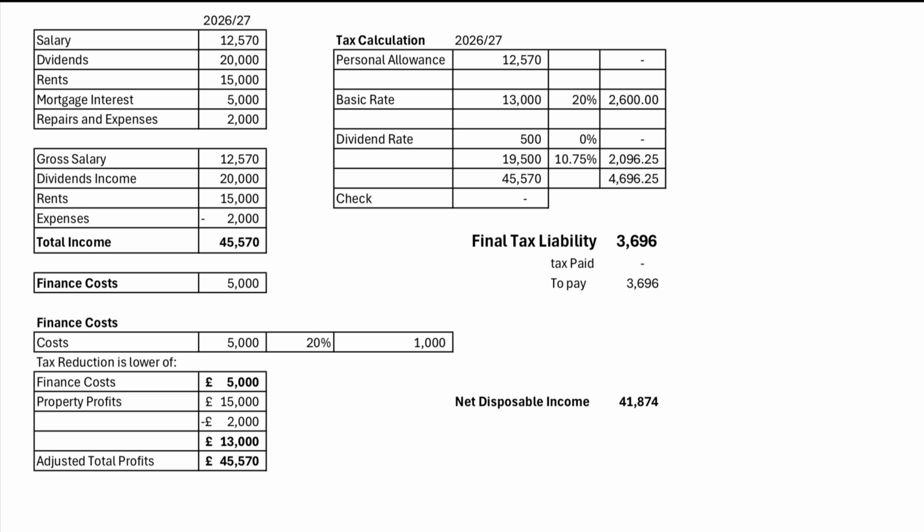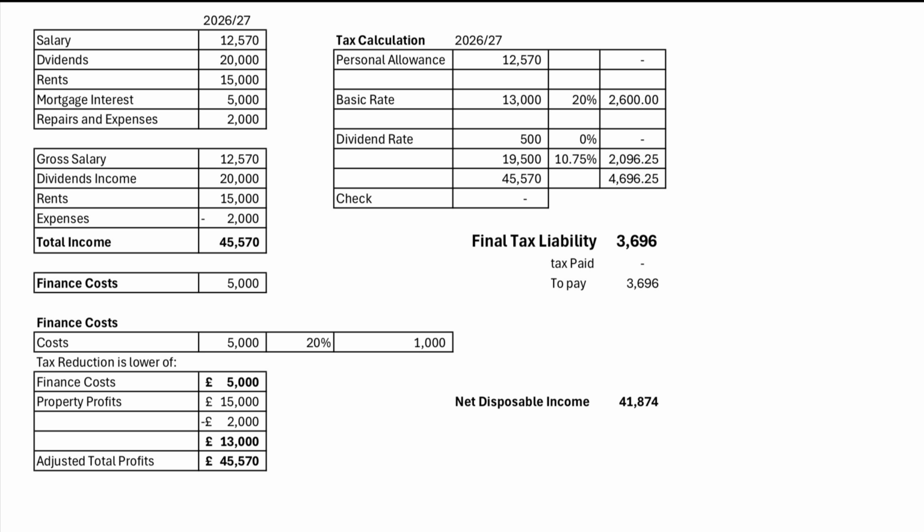The rest of our dividends, up to the higher rate band of $50,270, are going to be at our new dividend tax rate, which is 10.75%. So it's not a big increase. As we can see, it's a small 2% increase. However, it is an increase. On that basis, we've got $19,500 which is now left to be taxed at 10.75%.